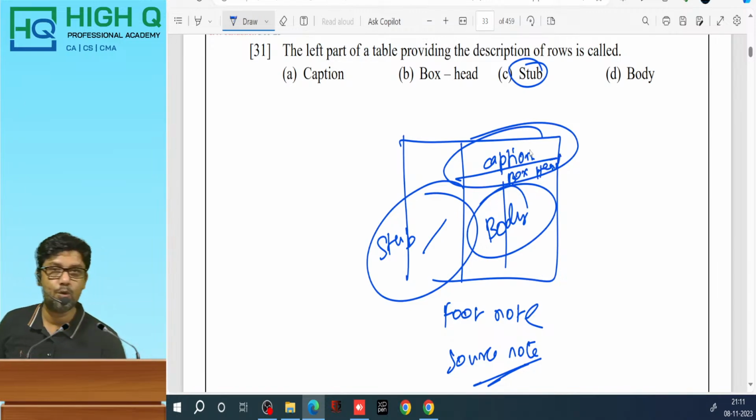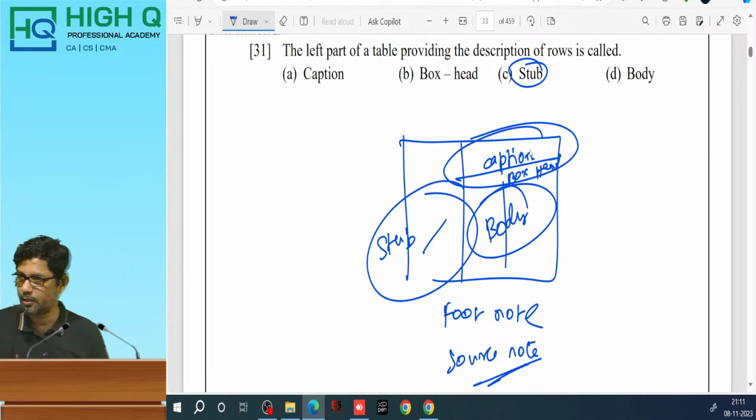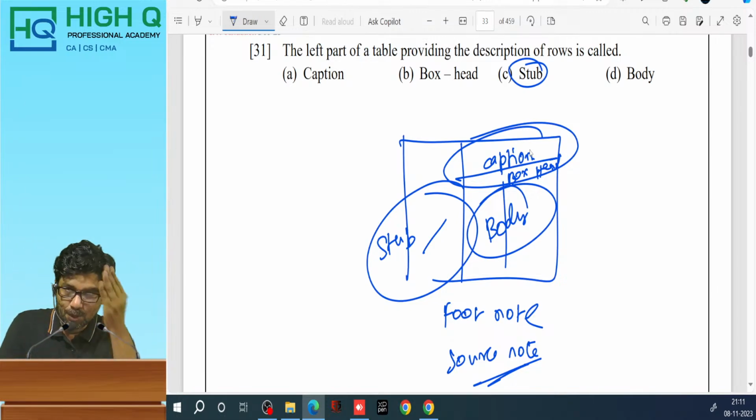My dear, I want you to open your book and check this table format, okay? And check the box subheads also.